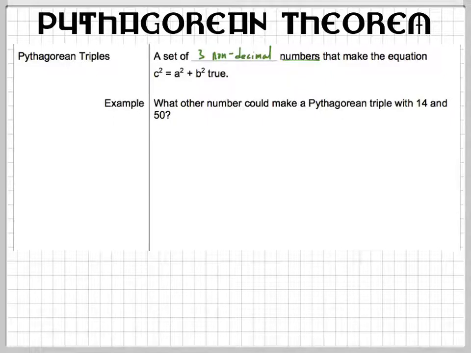Are you guys familiar with any of these? Just throw one out. What do you got? 3, 4, 5. Yeah, 3, 4, and 5 work. They have to be in a specific place. Which one of these is the C? 5. Yeah, 5 is the C because it's the biggest.